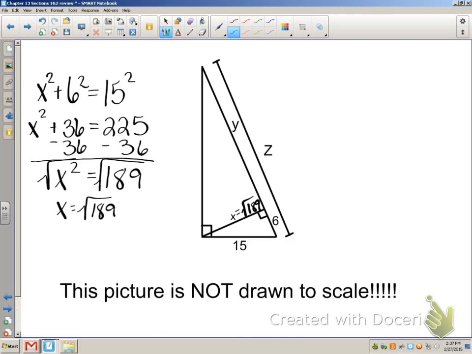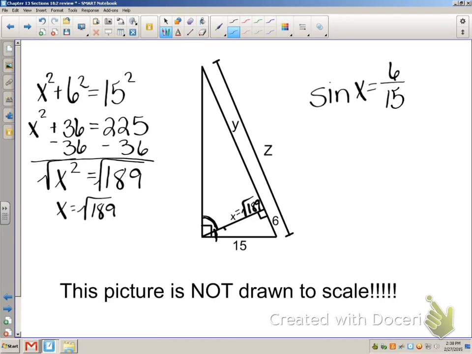Okay, now I need to solve for y and z. In order to be able to solve for y, I need to know the measure of this angle. I can't really find the measure of this angle without first finding the measure of this angle down here. So I'm going to find this one down here by using SOHCAHTOA, or trigonometry. So I know the opposite and I know the hypotenuse, so I'm going to do sine of the angle that I'm looking for equals the opposite, which is 6, over the hypotenuse, which is 15.